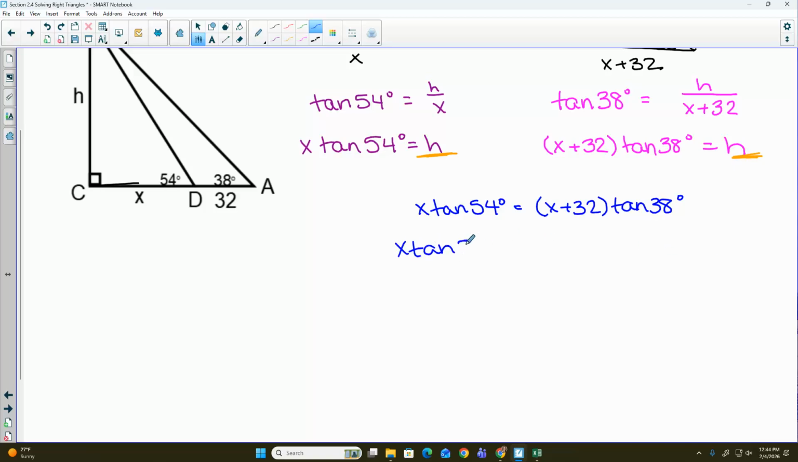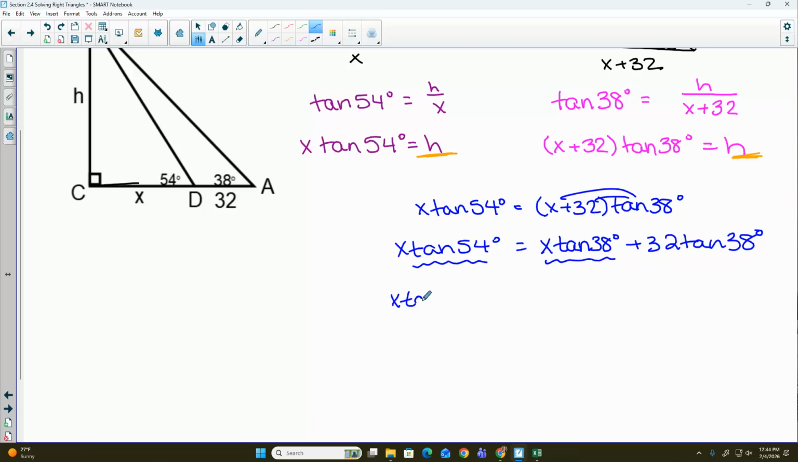So we have to start by distributing. And when you multiply that, the x and the 32 just go in front. So it's just x tangent of 38 degrees plus 32 tangent of 38 degrees. Both of these terms have x in them, so what should I do? Subtract. Unfortunately, they're not like terms, so I can't actually subtract and make it like tangent of a different angle, but I can put them on the same side.